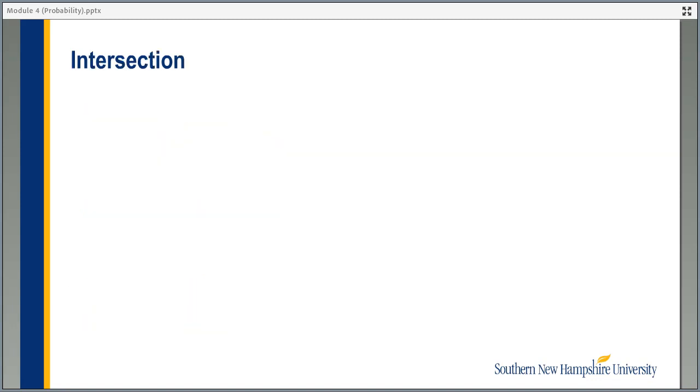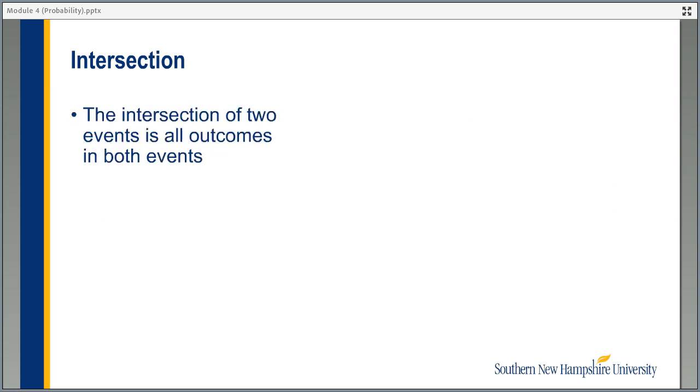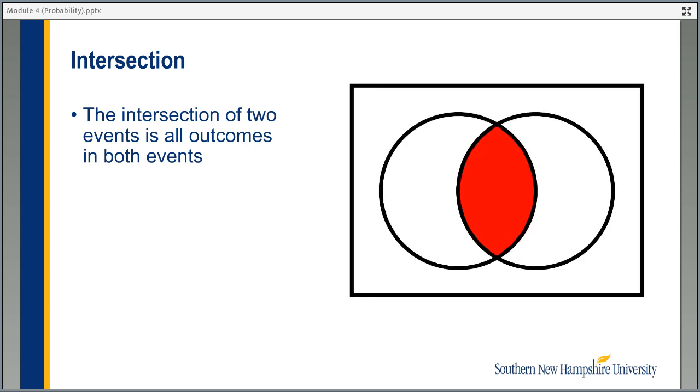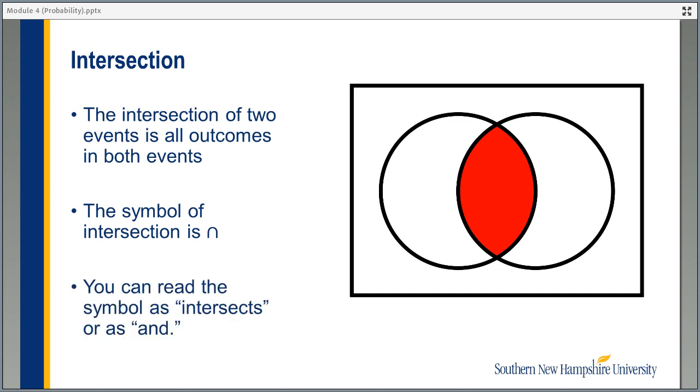Finally, we've got intersections. The intersection of 2 events is all outcomes in both events. If we go back to our cat and dog example, the intersection is all of the people who have both a cat and a dog, which is the overlap in this image. The symbol for an intersection is the same as the symbol for the union, except that it's flipped upside down. We can read this symbol as intersects or as and. So they have a cat and dog.